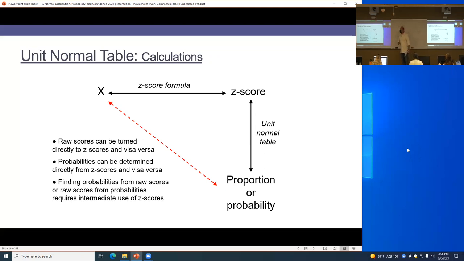So with our unit normal calculations, pretty straightforward thing. We've got a z, so we can go from x to z. We can go from z to proportions, probabilities. We can't go directly from x to proportions, probabilities. We need to go through the z-score, right? So if you're given information, keeping this in mind, okay, what do I have? Where do I need to go? And then how do I work back through this? Again, just remembering, I can go x to z, I can go z to probability. I can't go directly from raw score to probability without working with that z-score.